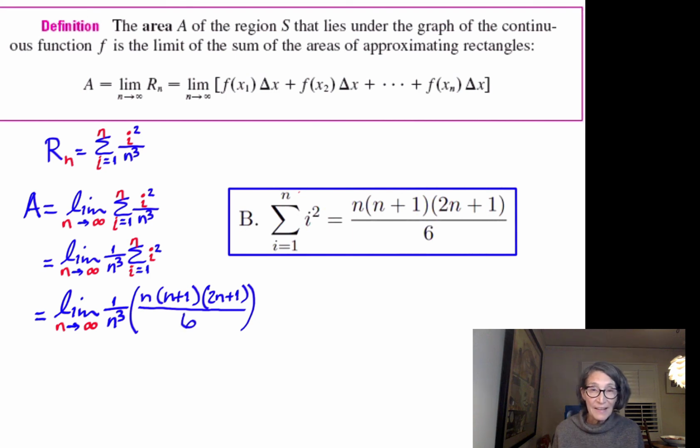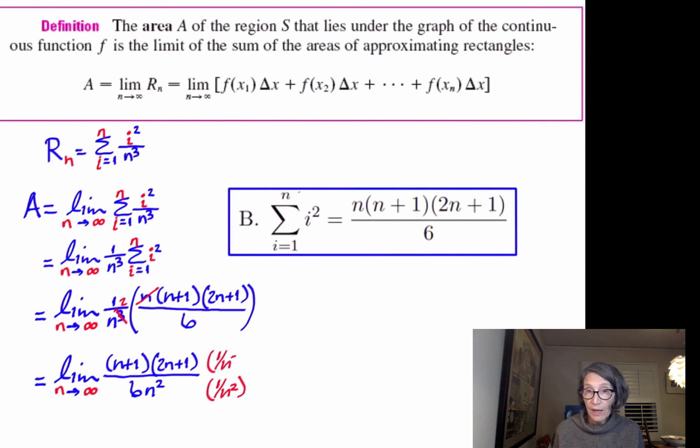All right. And now we know how to take this limit. So first I'm going to simplify a little bit so I can cancel that n with one of the n's in the denominator. And I can rewrite it as the limit as n approaches infinity of n plus 1 times 2n plus 1 over 6n squared. All right. And now I don't need to multiply the numerator together. I could if I wanted to, but I can just go ahead and divide the top and the bottom by the highest power that appears in the denominator.